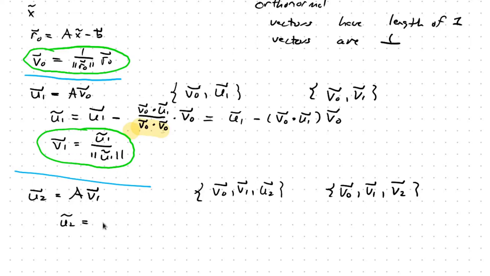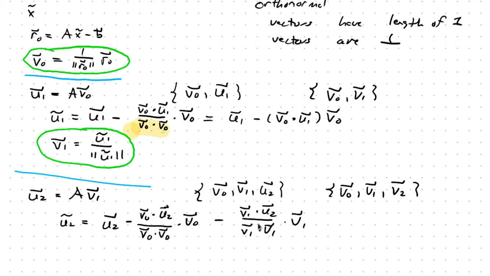I'm going to take the vector U2 minus, and this is the Gram-Schmidt formula here, I'm going to take V0 dotted with U2, sorry, it's this vector, divided by V0 dotted with V0 times V0, and then I'm going to take minus, this is going to be what, V1 dotted with U2 divided by V1 dotted with V1 times V1. And again, V0 has length 1, so I already know that is 1. V1, by the way I constructed it, has length 1, so I already know that has length 1.